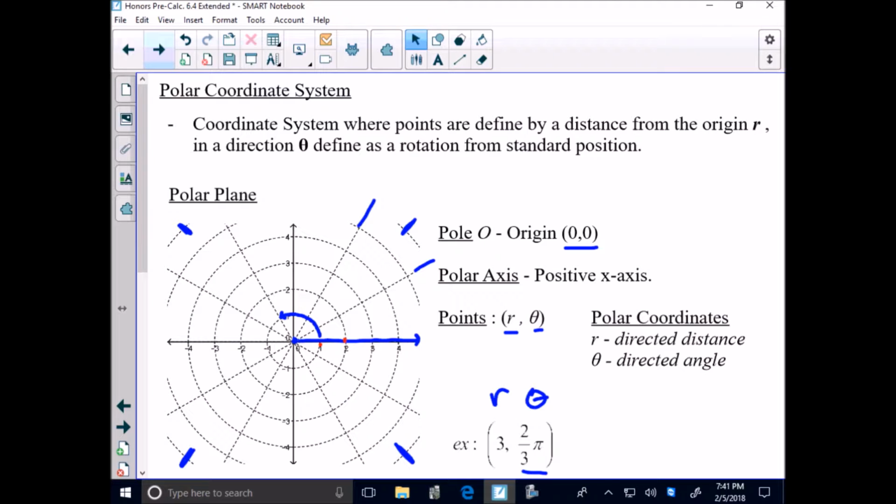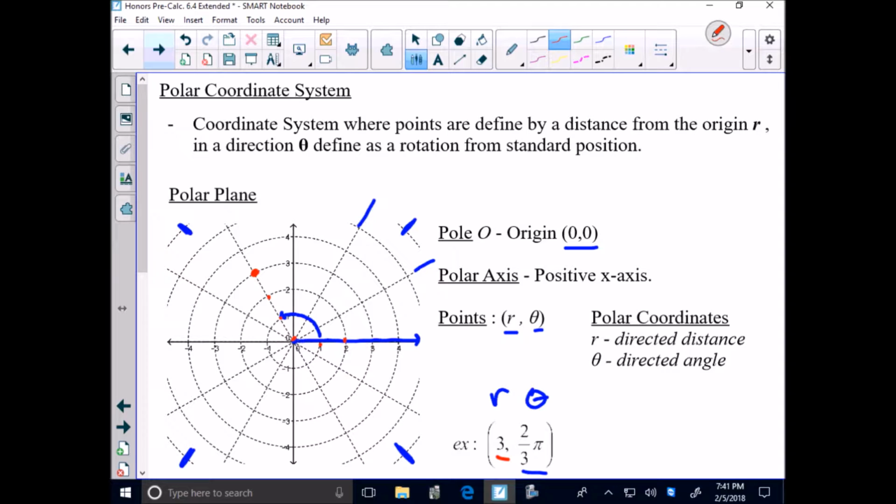Now right here we would say that the r value is going to be the distance from the origin in that direction. So basically right here we would go out a length of 3 in the direction of 2/3 pi to our point. So I'm going to count out units with these rings. We would go 1, 2, 3, and that right there is the point 3, 2/3 pi on the polar plane.